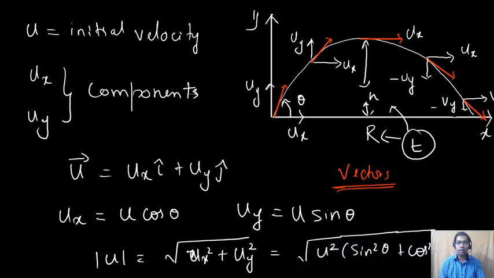So for this, we will use the simple idea that x is equal to ux into t. The distance traveled along x is the velocity along x into the time. What is velocity along x? It is nothing but u cos theta times t. Now I will do a small rearrangement where I will write t is equal to x by u cos theta. This I will take as my first equation. So this is the distance traveled along the x-axis.